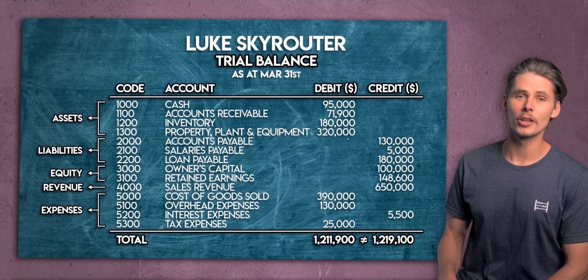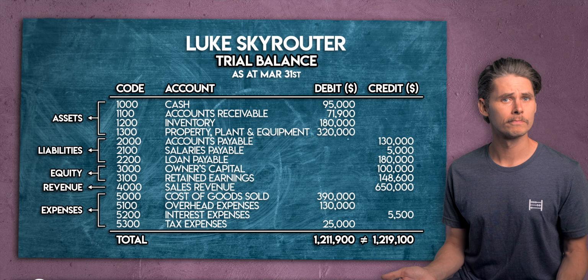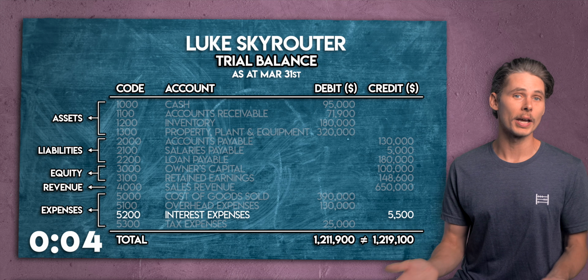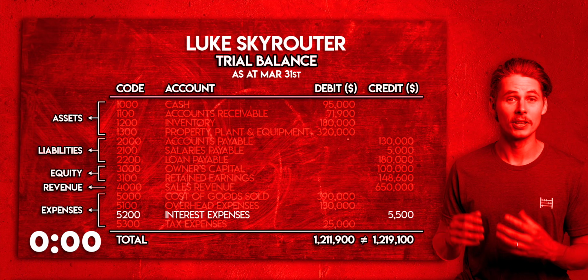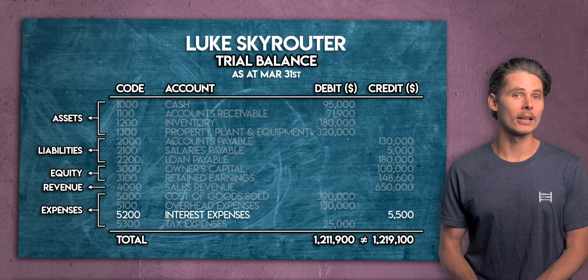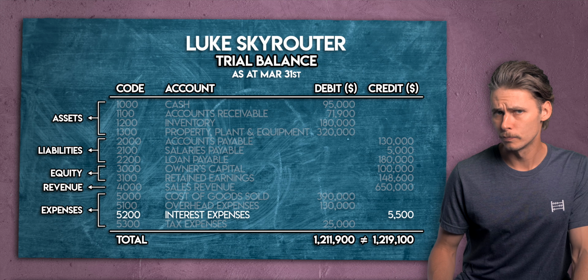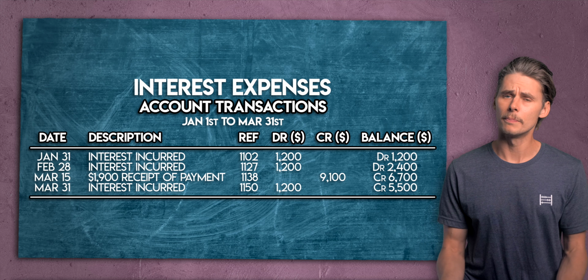Well, there's one issue that immediately jumps out to me. Can you spot it? It's interest expenses. Interest expenses is a normal debit account, so we'd expect it to have a debit balance. But in this TB, it has a credit balance of $5,500. Now that's unusual. Let's dig a little deeper and look into the account transactions from January to March.